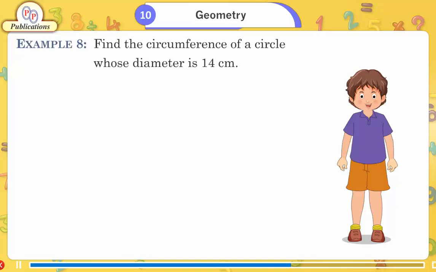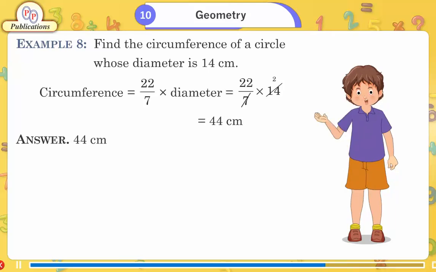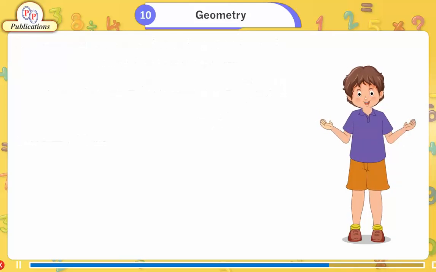Example 8. Find the circumference of a circle whose diameter is 14 centimeters. Circumference is equal to 22 over 7 into diameter is equal to 22 over 7 multiplied with 14 is equal to 44 centimeters. Answer: 44 cm.